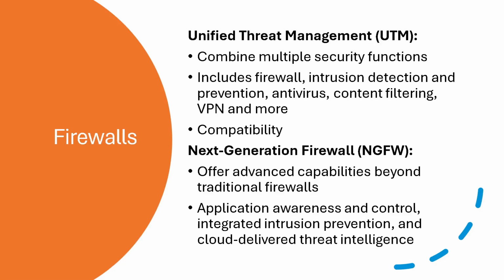Unified Threat Management, or UTM. UTM appliances combine multiple security functions into a single device, providing comprehensive protection for networks. It includes firewalls, intrusion detection and prevention, antivirus, content filtering, and VPN. It simplifies security management and reduces cost by consolidating multiple security functions. Since it is a unified security solution, we don't have to check the compatibility of software with one another.